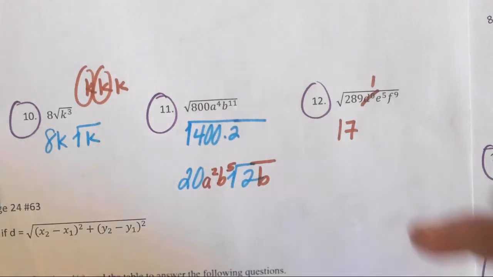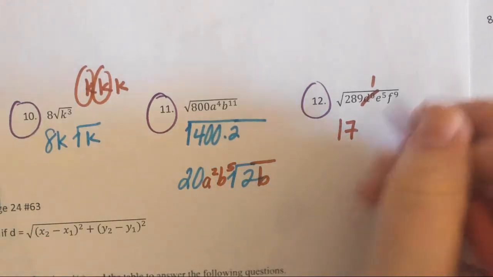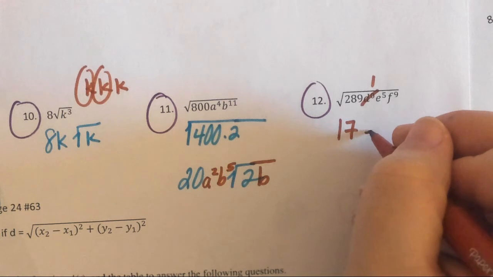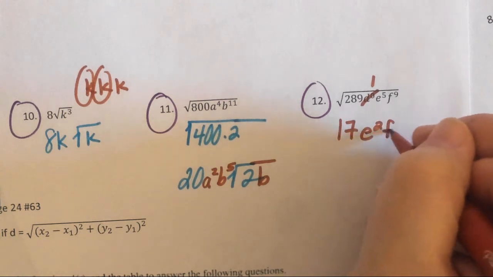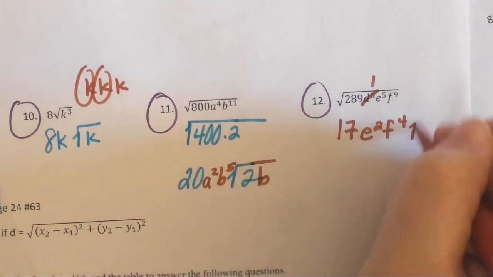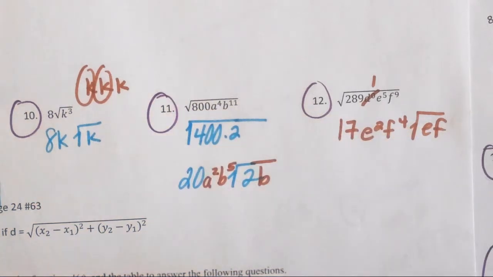And then I end up with what? E to the what? F to the what? E to the second, F to the 4th. And I have an extra E and F left over because they were odds. Perfect. 1, 2, and 4 can get another point.